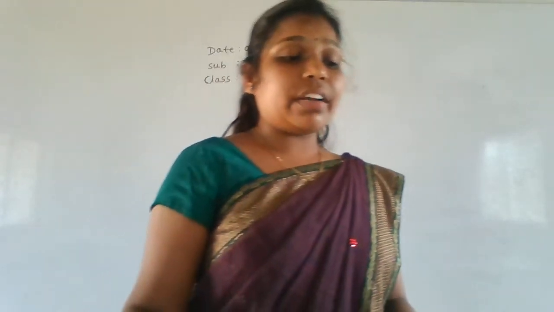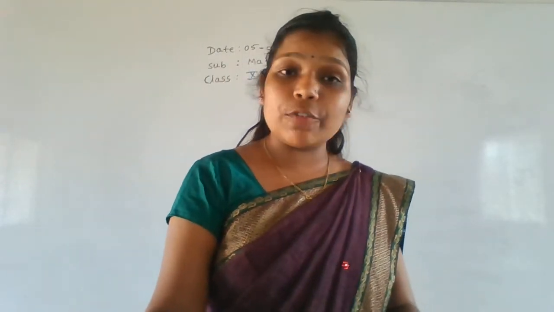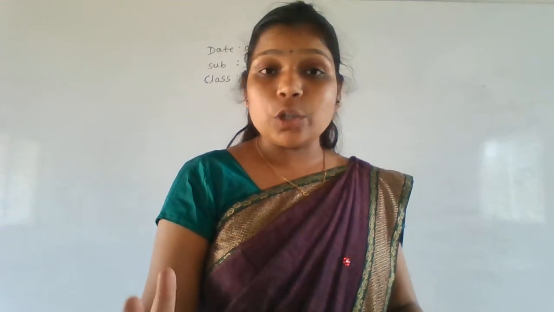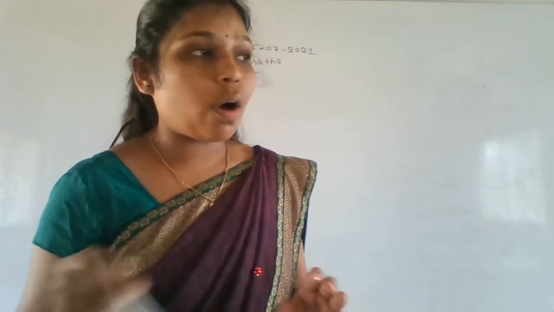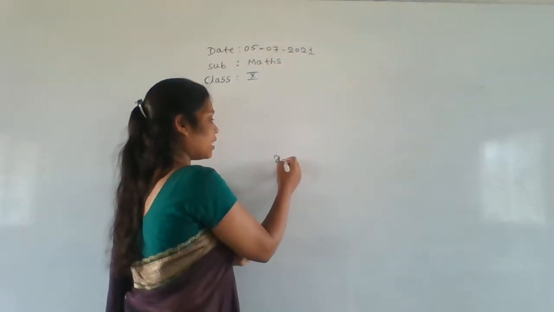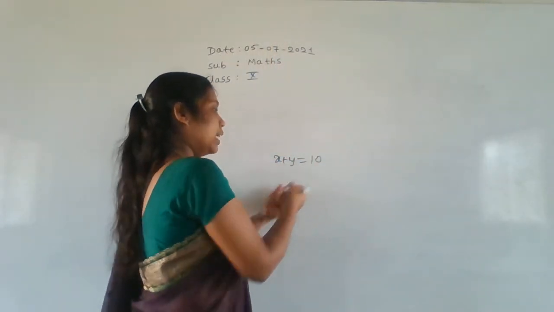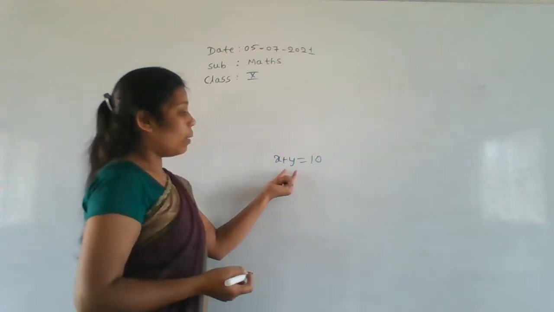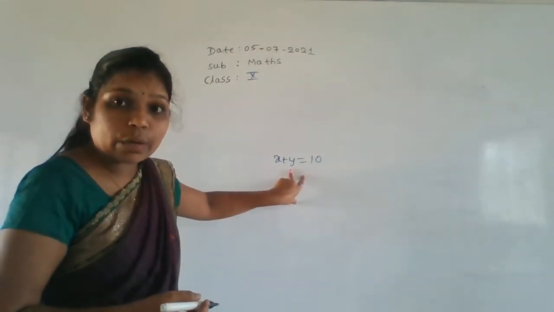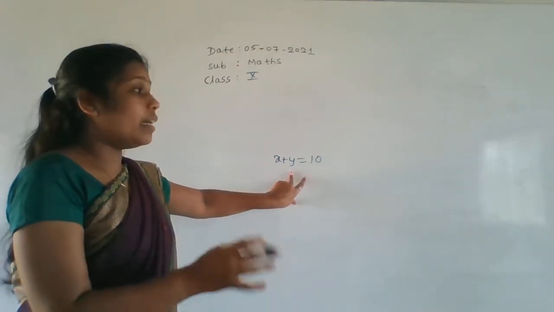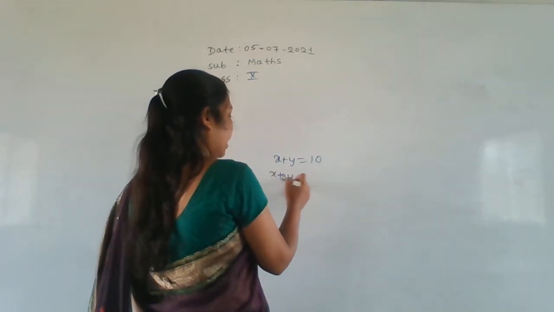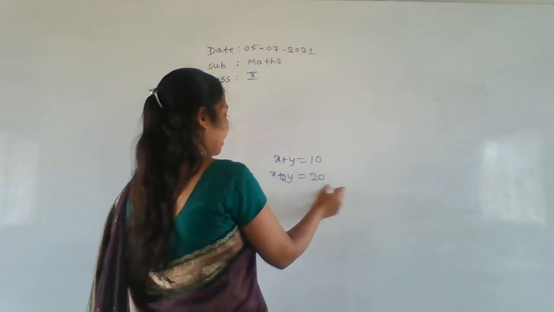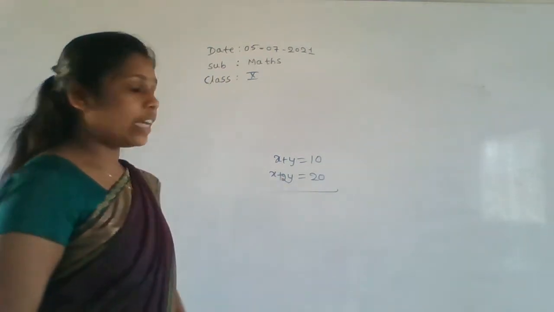But here they give a pair of linear equations. Pair of linear equations means they give two equations. You have to find the x and y values, okay? If they give x plus y is equal to 10, you know how to plot a graph for this one. You already learned in the 9th standard. But here they will give two expressions, x plus 2y is equal to 20, like this. You have to solve the equations now.